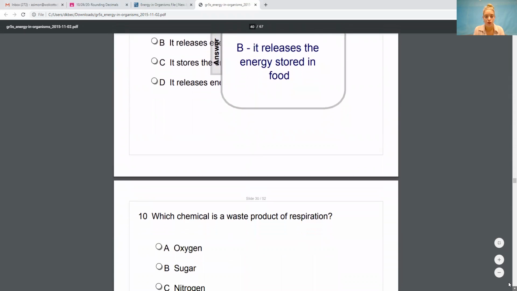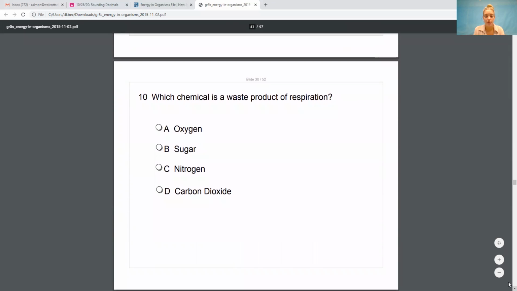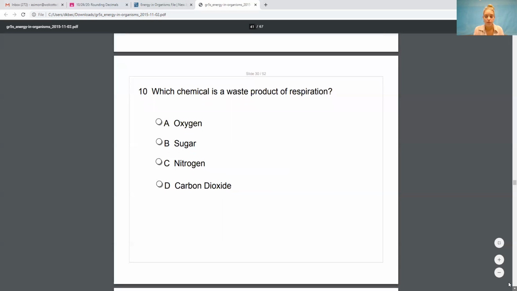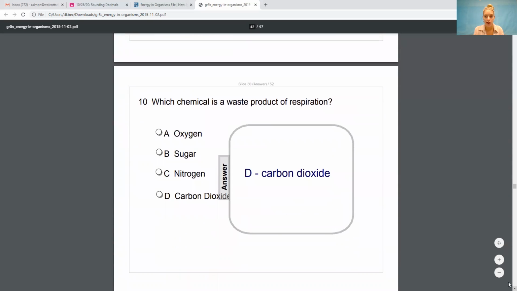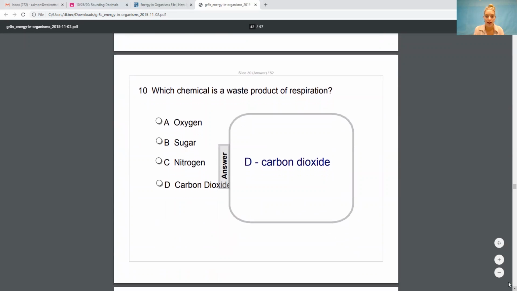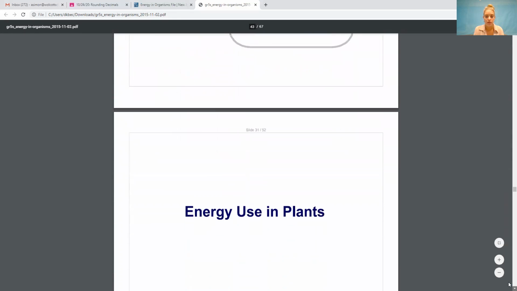Okay. Which chemical is a waste product of respiration? Remember, it's just extra you get out of cellular respiration. So we know we put in food and oxygen, we get energy out of it, but what other two things do we get? We get water and what else? You said carbon dioxide, you are correct, because remember, we breathe out carbon dioxide.